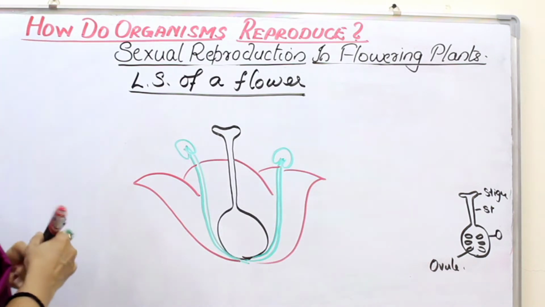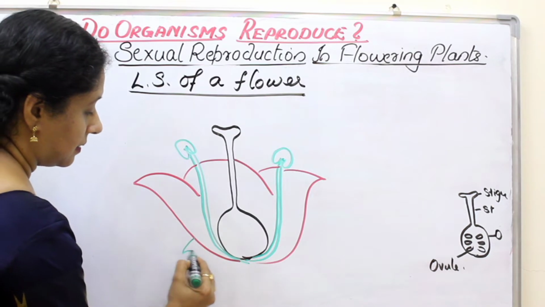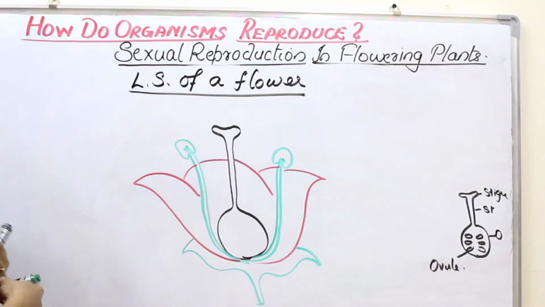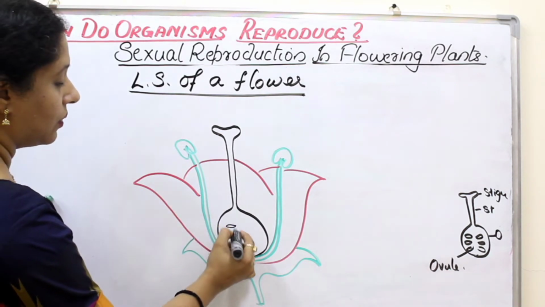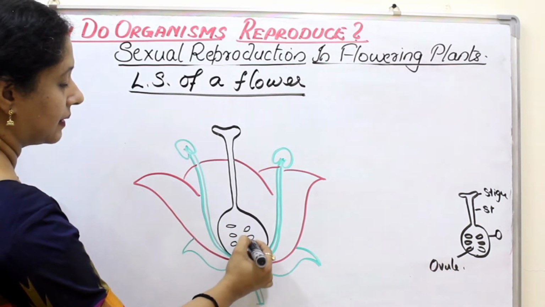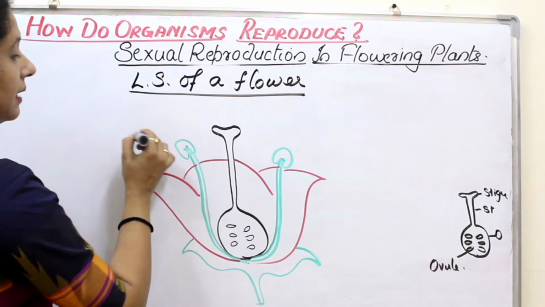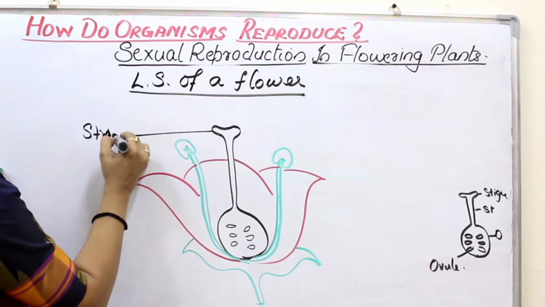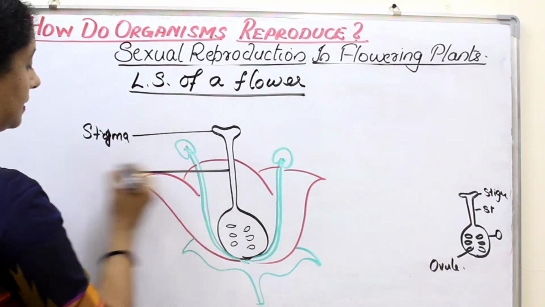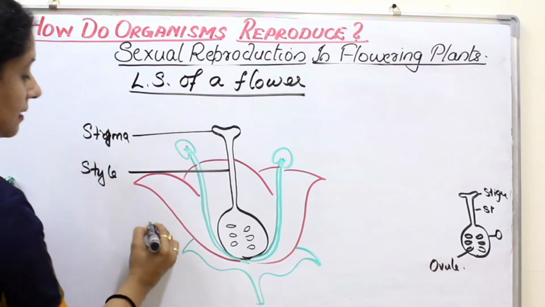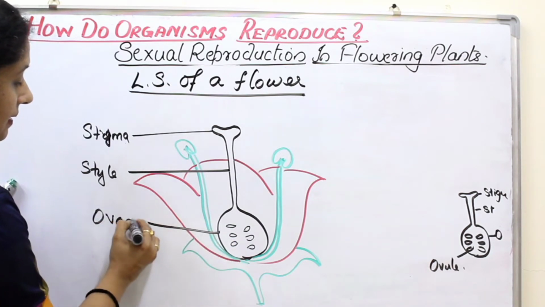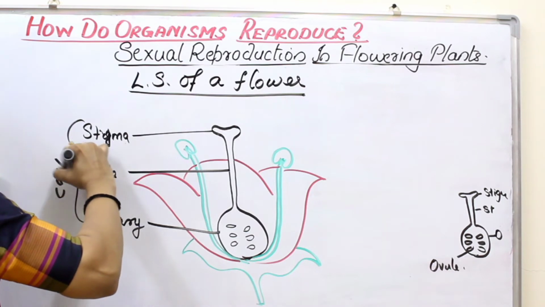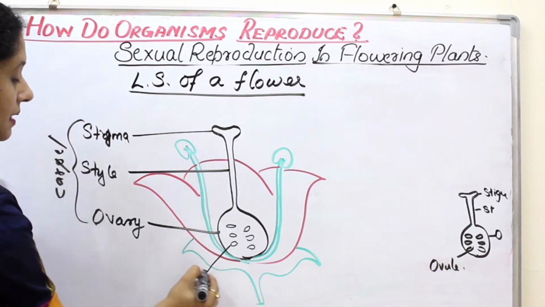Then comes the sepal. Then inside the ovary you can draw a few ovules. Okay. So now you can label this stigma, style, ovary. Together you can write it as carpel. This is ovule.